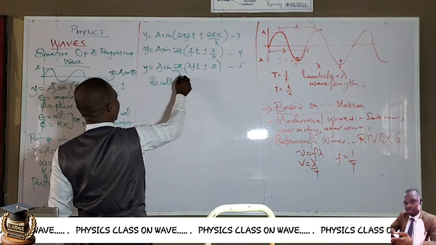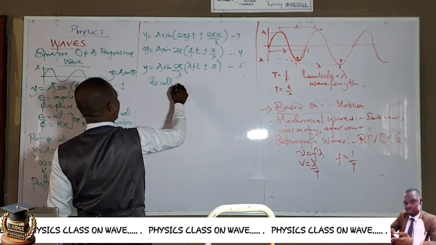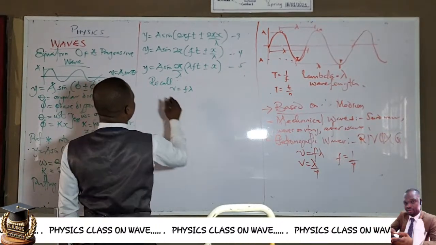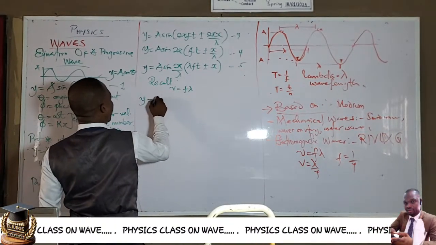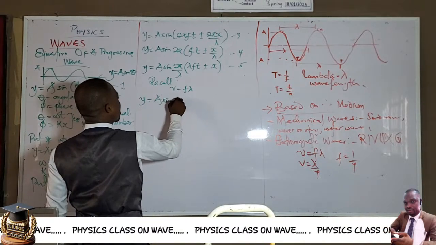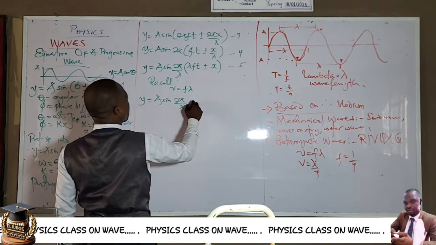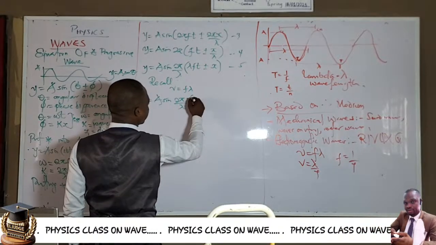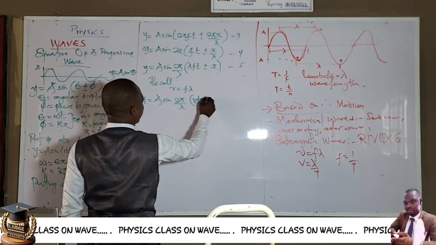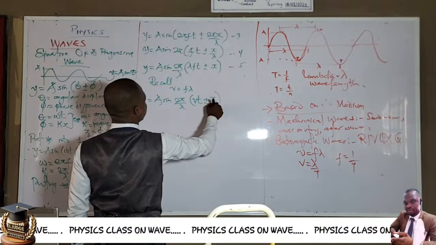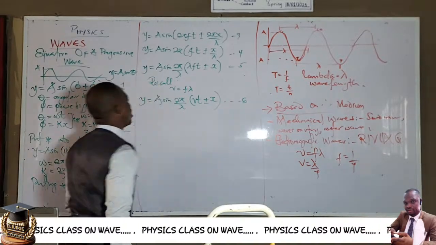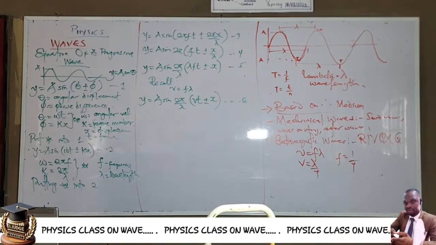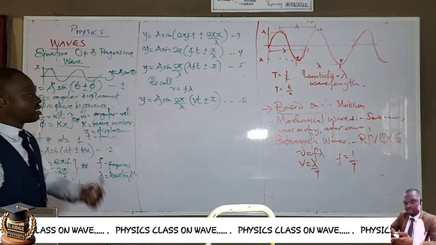Recall that v equals f lambda. So we can write y equals A sine 2 pi over lambda (v t plus or minus x), because lambda f, or f lambda, is the same thing as our velocity. Equation 6. All these equations from equation 1 to equation 6 are equations of a progressive wave.